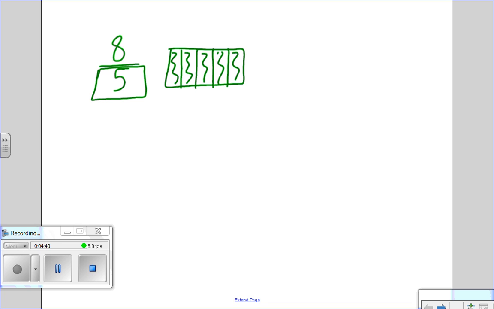That's a whole, right? Now, how many wholes can I take away from 8? I know I can take 8 minus 5, and I still have 3 left. So I know that I can take one whole away from 8. Now if I try to take another whole away, 3 minus 5, that would get me negative 2. So I know I cannot take any more wholes. So I have one whole.